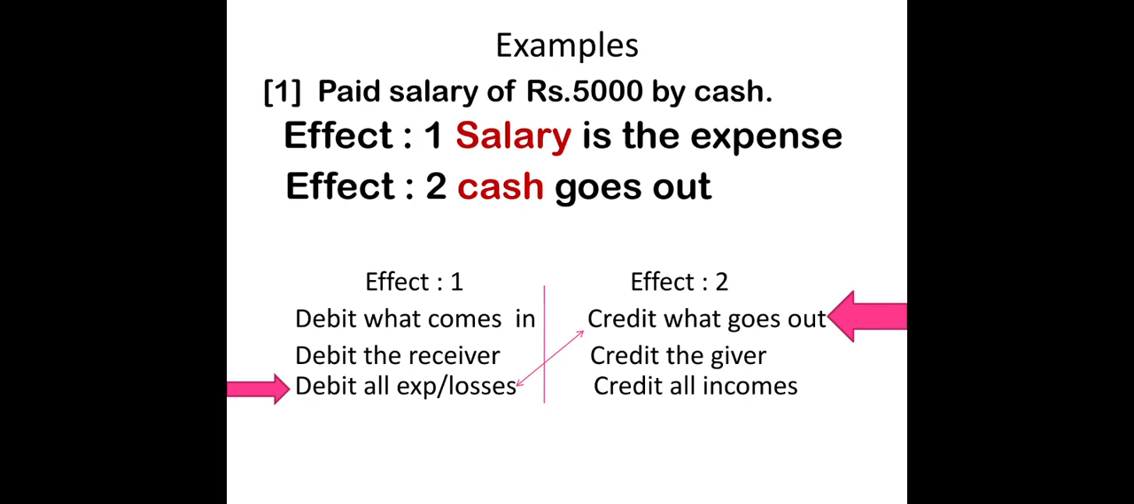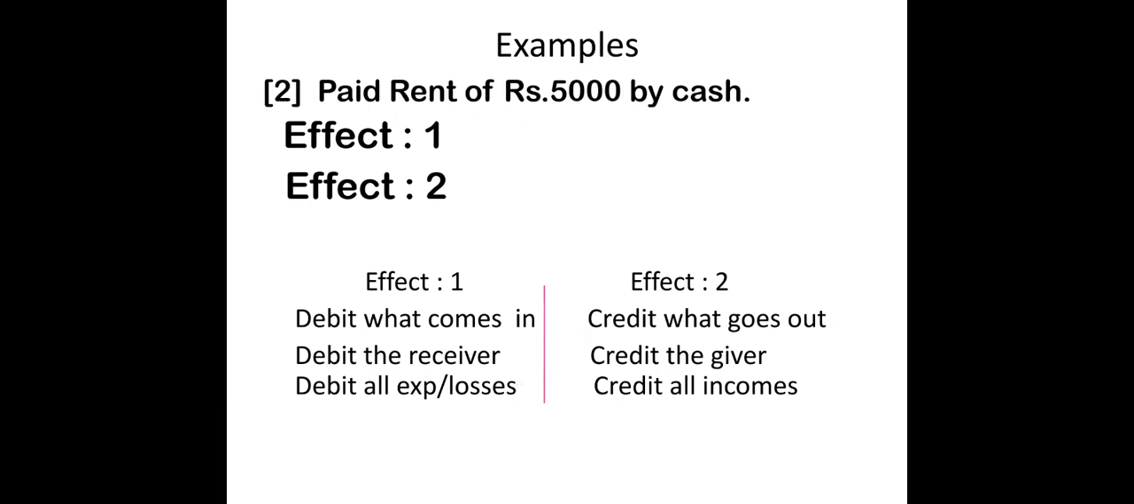Okay, so there is a combination of rule number 3 with rule number 1. So in effect number 1 we have selected debit all expenses, and in effect 2 we have selected credit what goes out. Okay students, so I am sure you will understand. Whenever there is any expense, you can write like this. Expense will come in effect number 1, and if you pay cash, then cash goes out will come in effect number 2. Sometimes we pay by check also, then we can use the word bank.